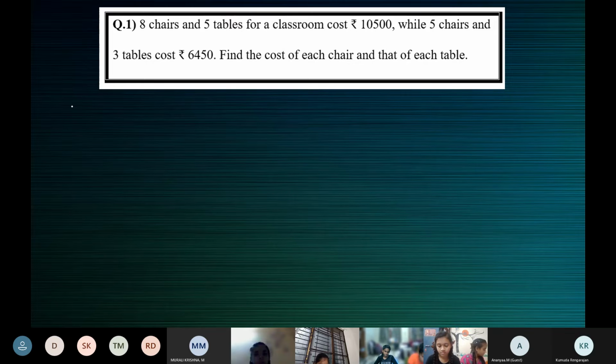Okay. Look at this question. 8 chairs and 5 tables for a classroom cost rupees 10,500, while 5 chairs and 3 tables cost rupees 6,000. Find the cost of each chair and that of each table.